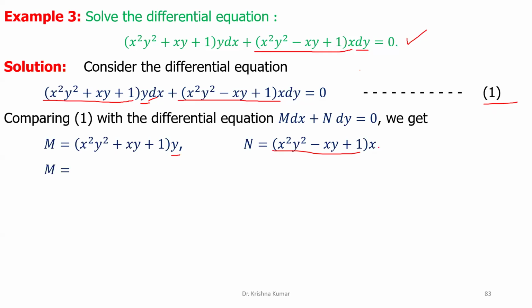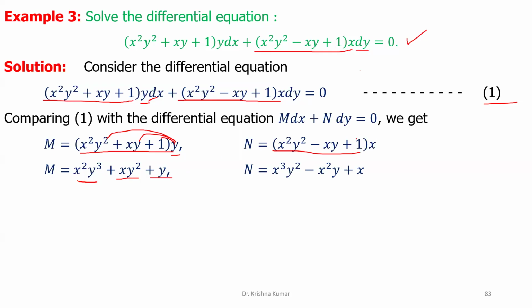So let us multiply this term, or open this bracket. If you multiply by y, this will become x²y³ + xy² + y. Similarly here, x into x² is x³y² − x²y + x. So this is the value of M and N.